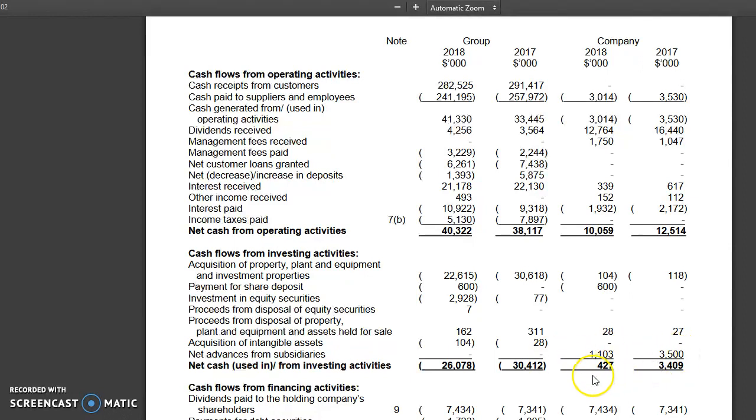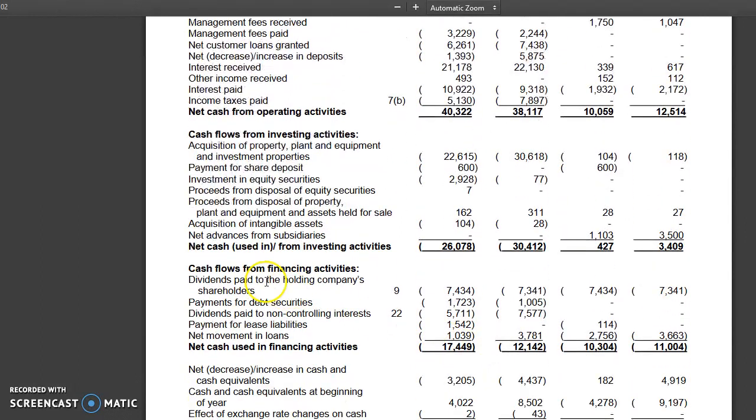However, you can see that the company is generating a positive cash inflow from investing activities, though it has decreased from 3 million to only 427,000. For the group, it was previously 30 million and now it has decreased to 26 million. However, it's a cash outflow. Okay, when it's a negative amount, that indicates the cash is flowing out of the company instead of coming into the company.